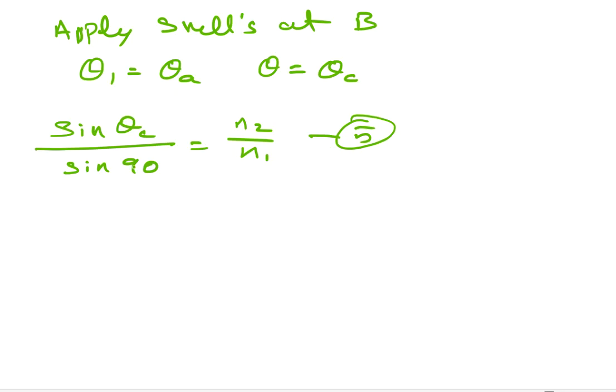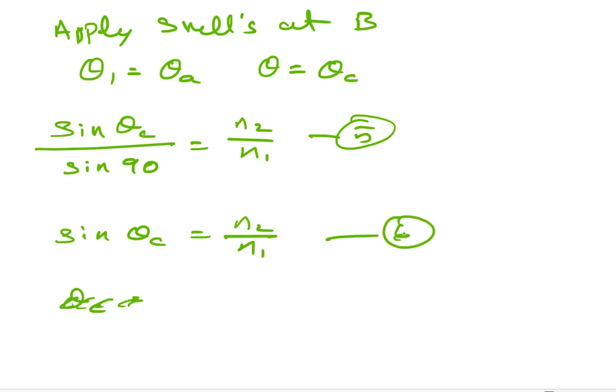Sin 90 is 1. So what will happen? Sin theta c equal to n2 by n1. You just find theta c equal to this. Equation 6.